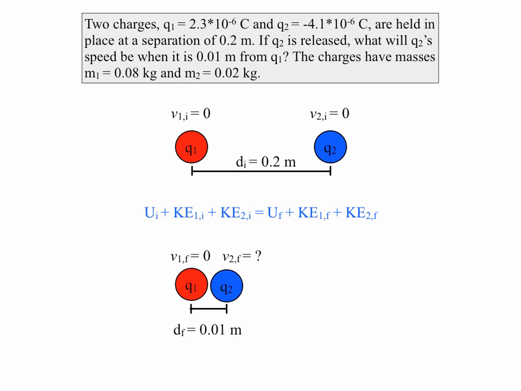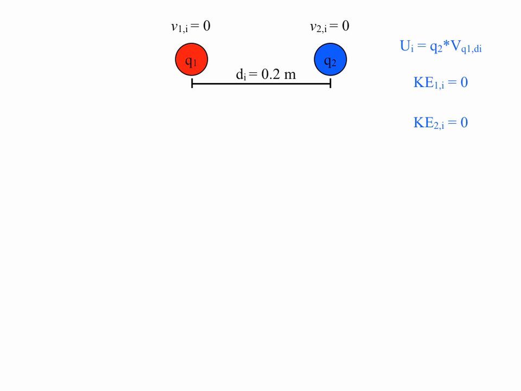So the initial potential energy of the charges plus each of their initial kinetic energies should equal the final potential energy of the charges plus each of their final kinetic energies. At the start of the problem, we can write the potential energy as charge Q2 times the voltage due to Q1 at their separation d_i. Neither charge is moving, so there's no kinetic energy of either charge at the start of the problem.